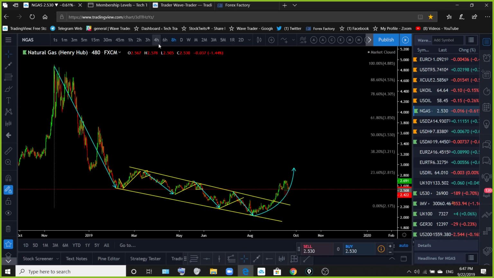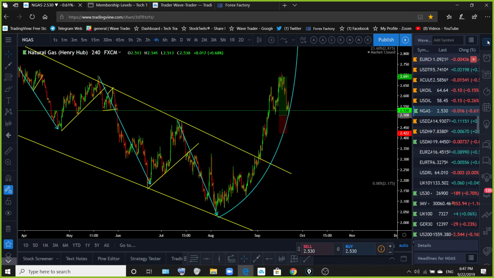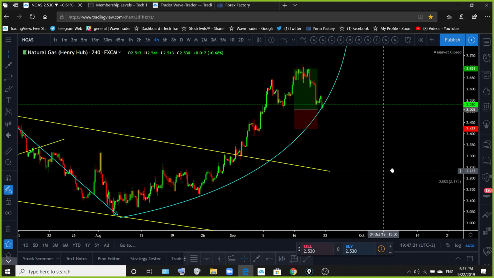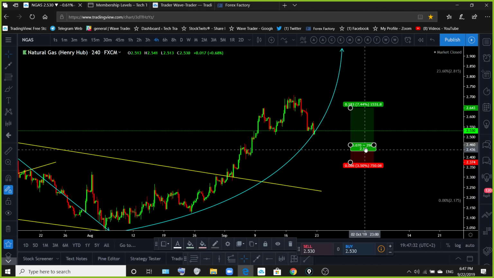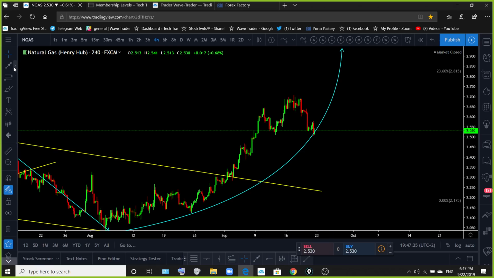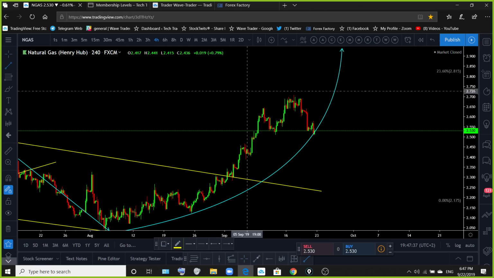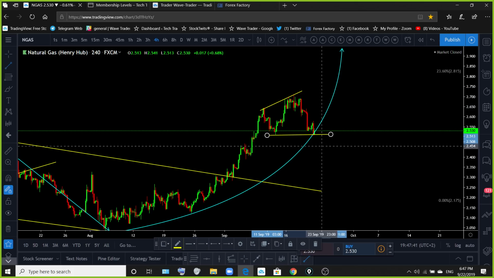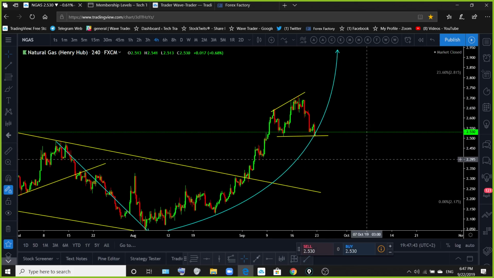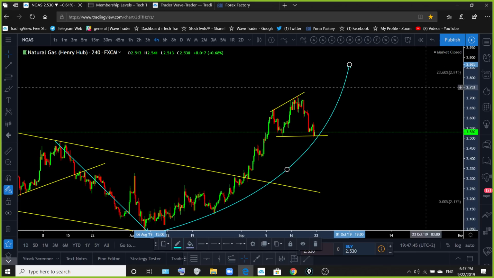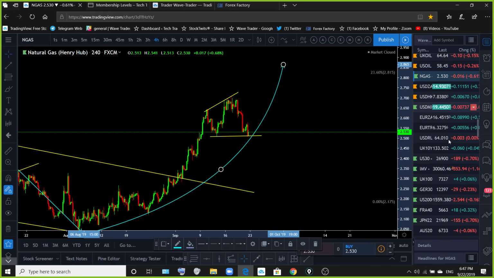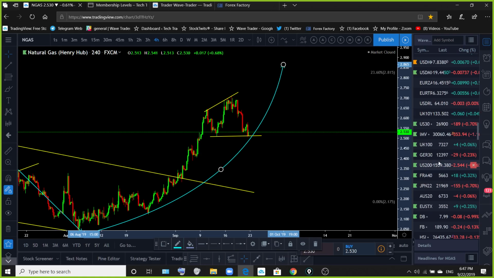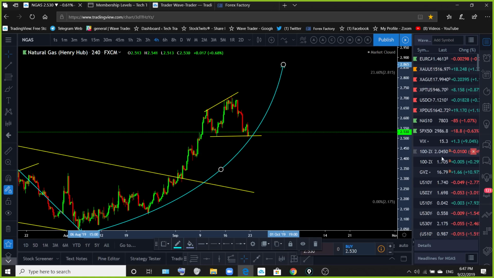Okay, so natural gas to keep pushing higher. The arrow you see over there, just hold that and keep pushing higher. All right, so let's look at the metals.